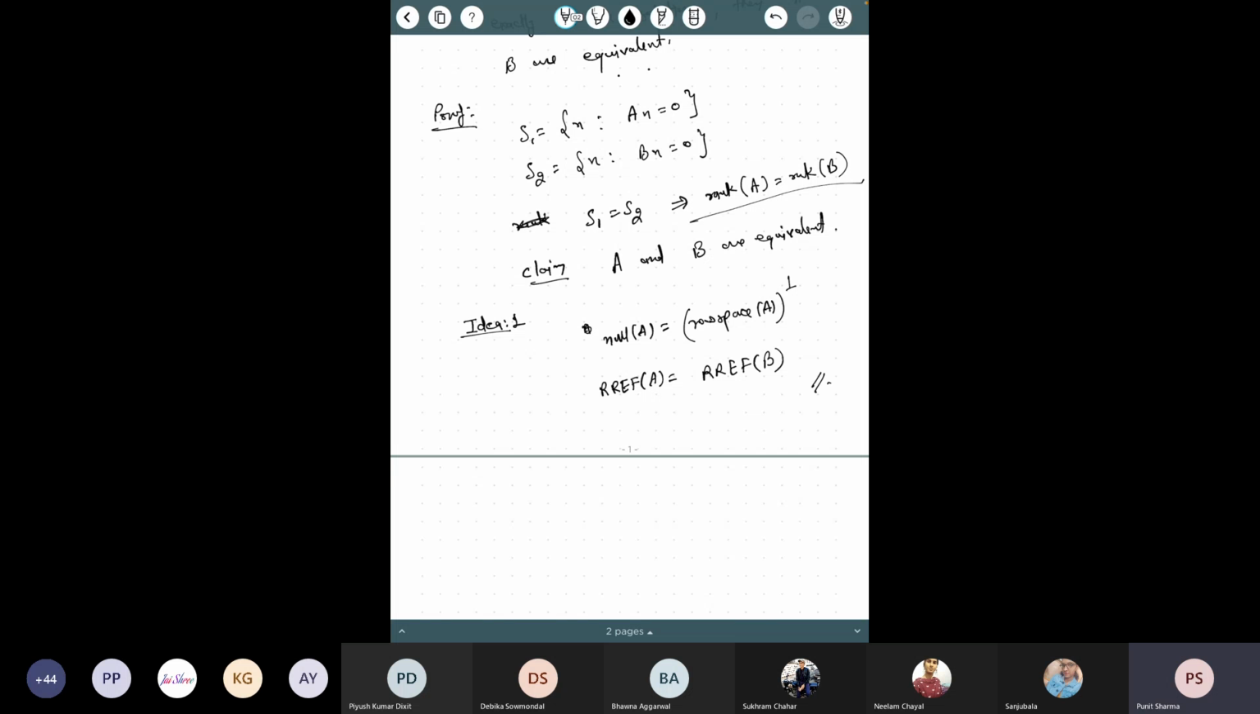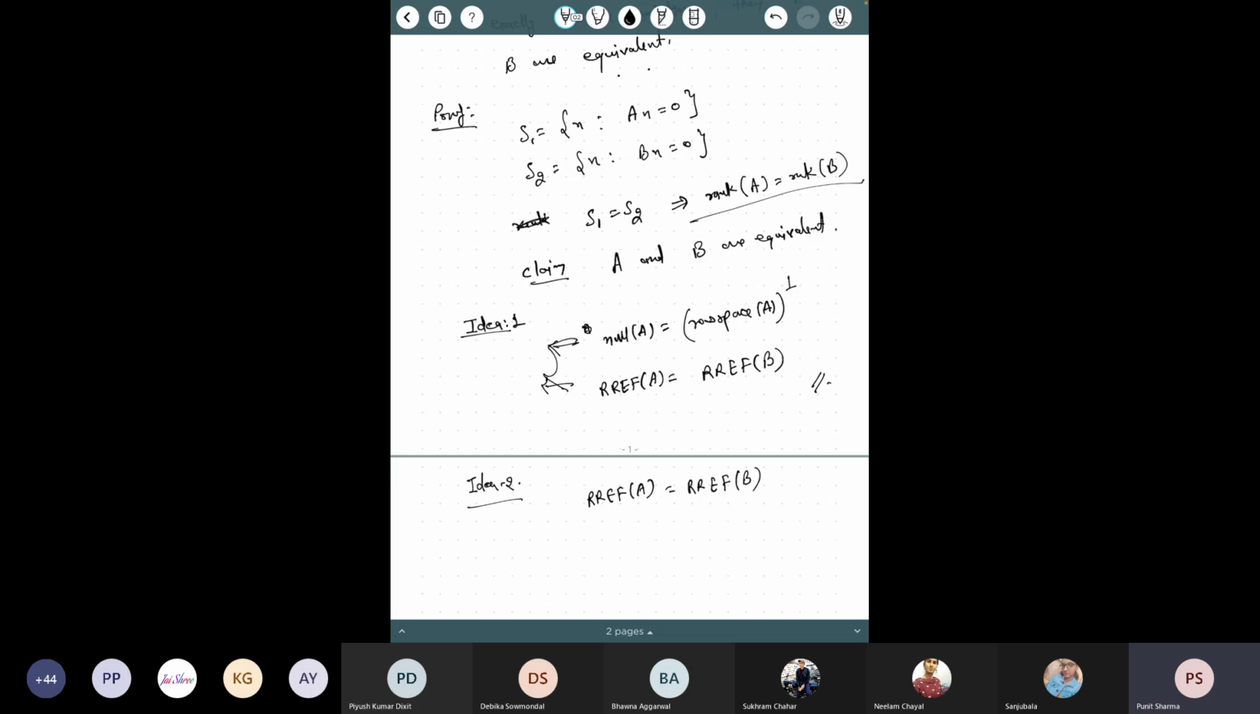So idea one is that, using this fact, you show that the row reduced echelon form of A and B are the same. Idea two is that you independently prove, just by whatever information you have so far about the system of linear equations, that the row reduced echelon form of A is the same as the row reduced echelon form of B.